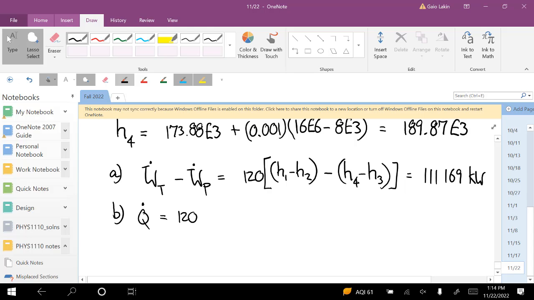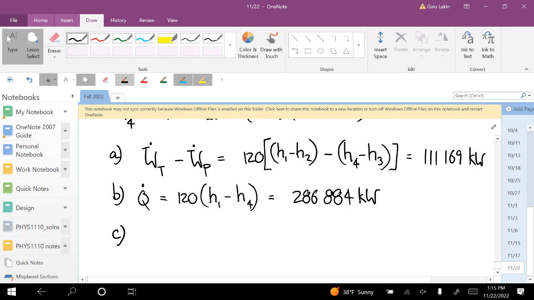So that's 120 times the quantity H1 minus H4. And what did you get for that? For that, I got 286,884 kilowatts. Okay.